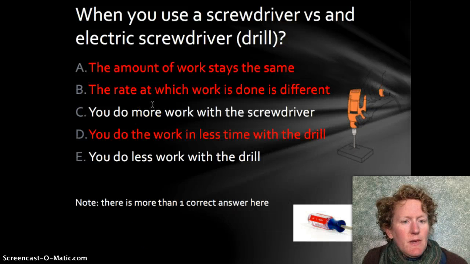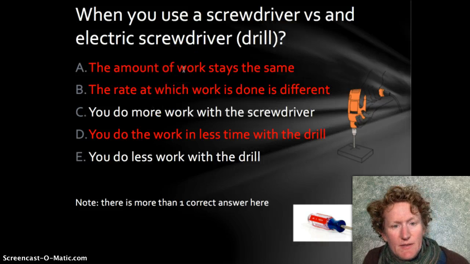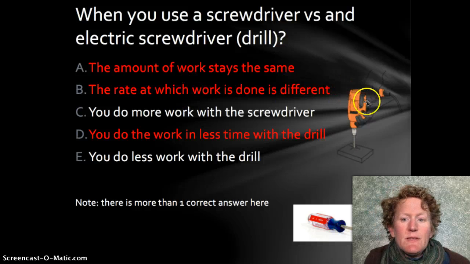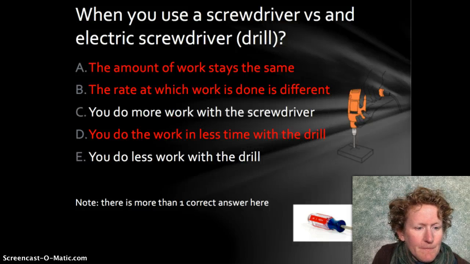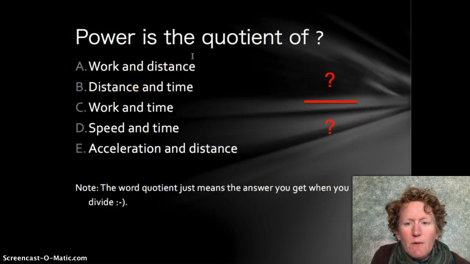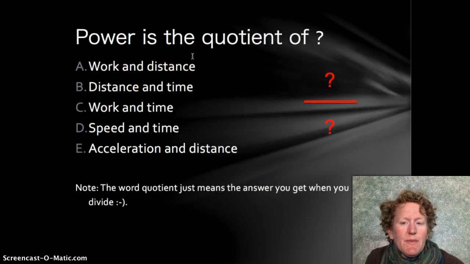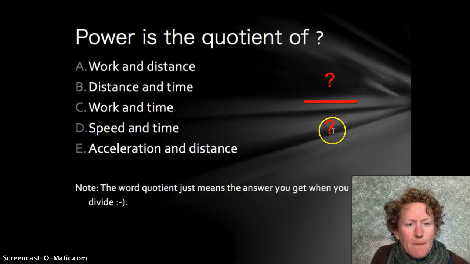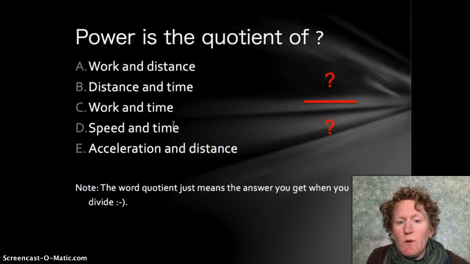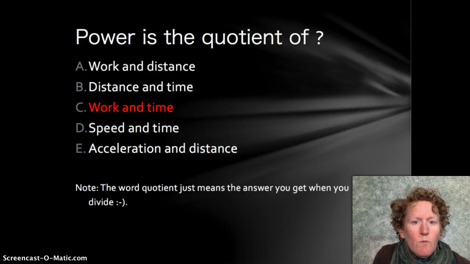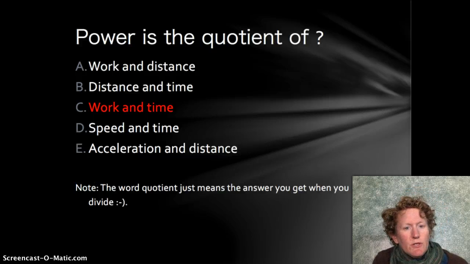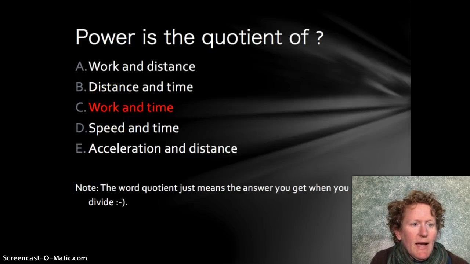If you guessed A, B, or D, you're absolutely right. The amount of work always stays the same. The rate at which the work is done is different with the electric drill. You have more power, so you can do the work more quickly. Power, remember, is a quotient. You divide something by something else. So it's how much work you can do in a certain amount of time. So work and time. Power is the quotient of work divided by time.